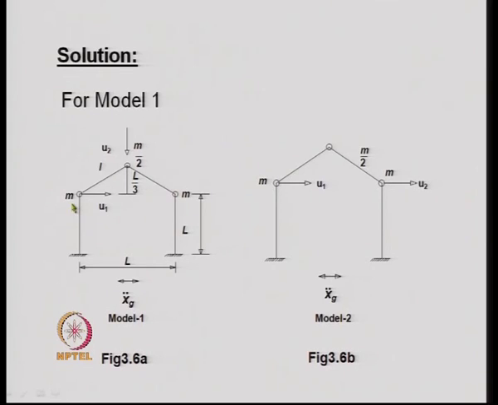These two masses are M and M, and this mass over here is M by 2, and one can choose the degrees of freedom in two different ways. For example, this is one way of choosing, that is in model 1 we choose the degree of freedom, this has one independent degree of freedom and this is another degree of freedom. Here in model 2 we choose the degrees of freedom as U1 and U2.